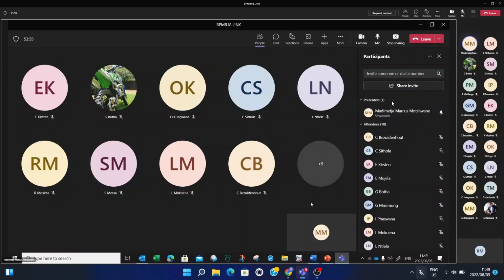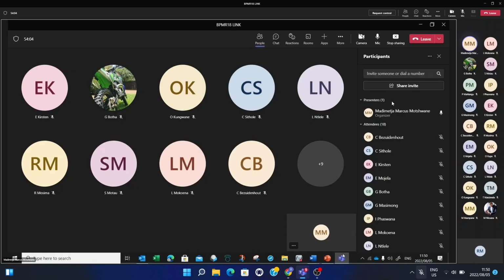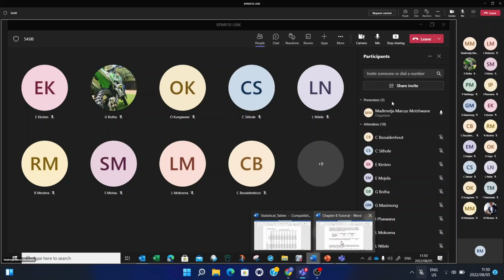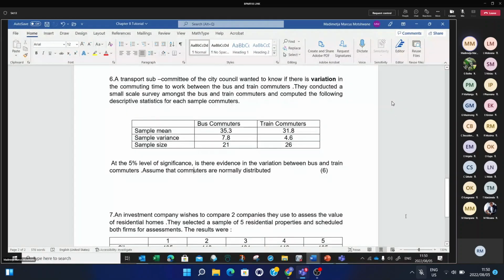All right, let's do the next one. Actually, the last one. And people, I'm having a load shedding at 12 here. Let's see how we're going to do this one. I hope we'll finish it before 12. The last one is question number 7.